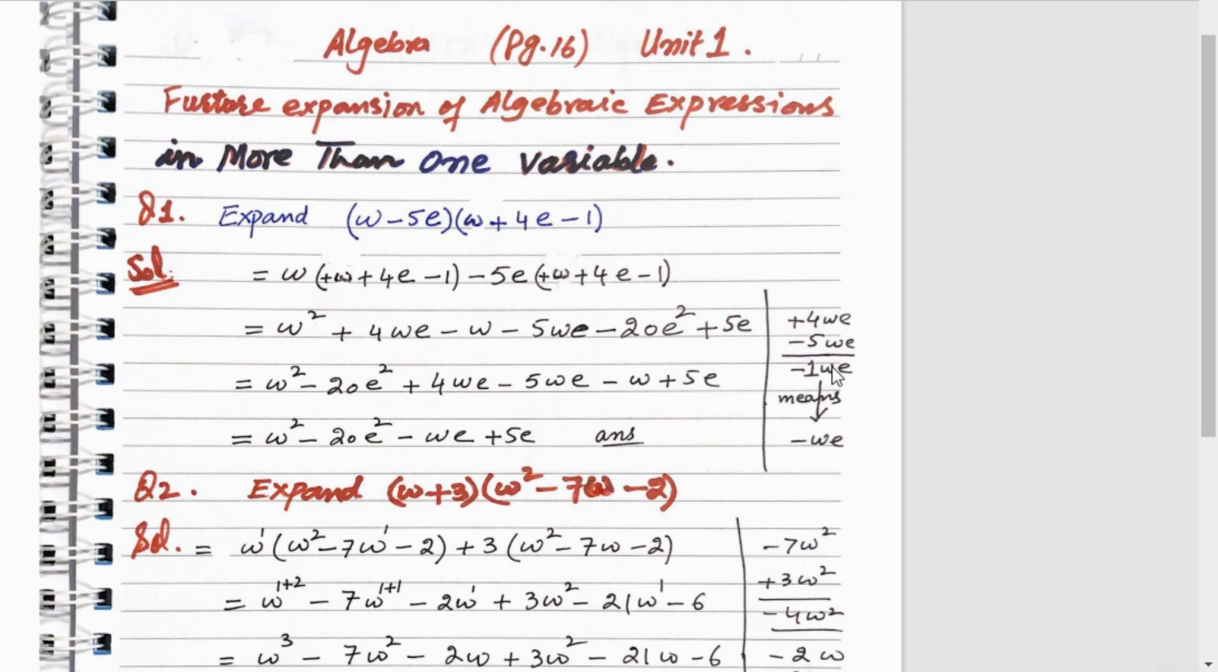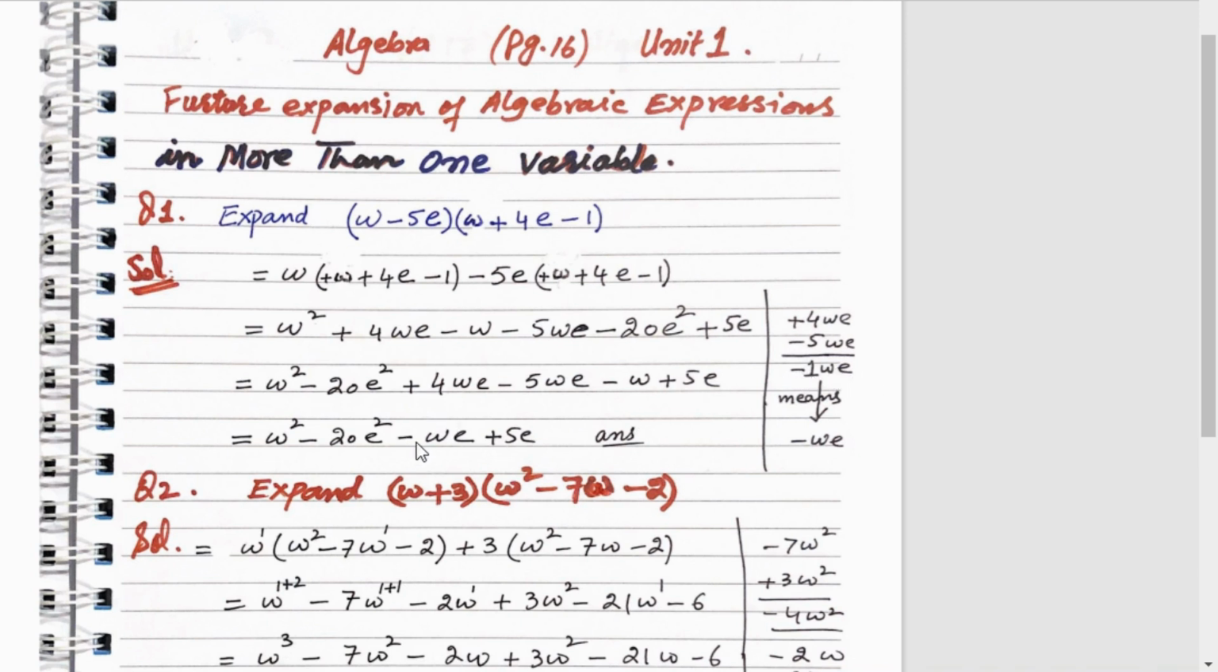So we will write down the same variable with the answer. Now why are we writing down minus over here? Because the bigger term carries a minus sign. So whatever is the sign of the bigger term, we will write down that sign with the answer. What is the answer? Minus 1we.